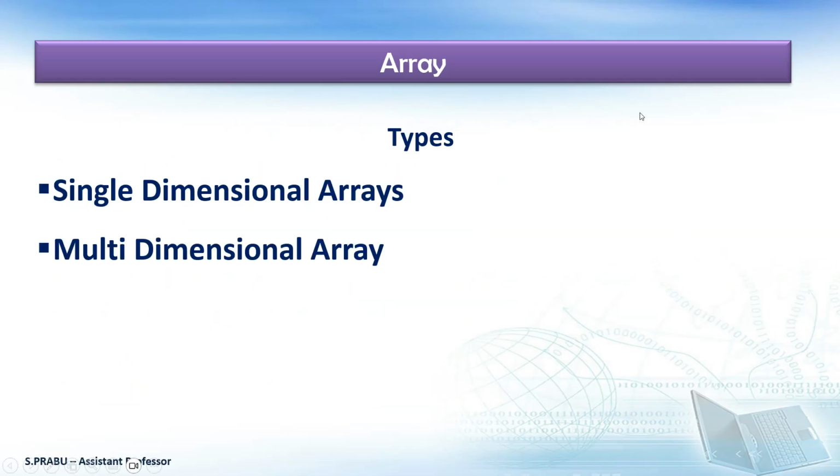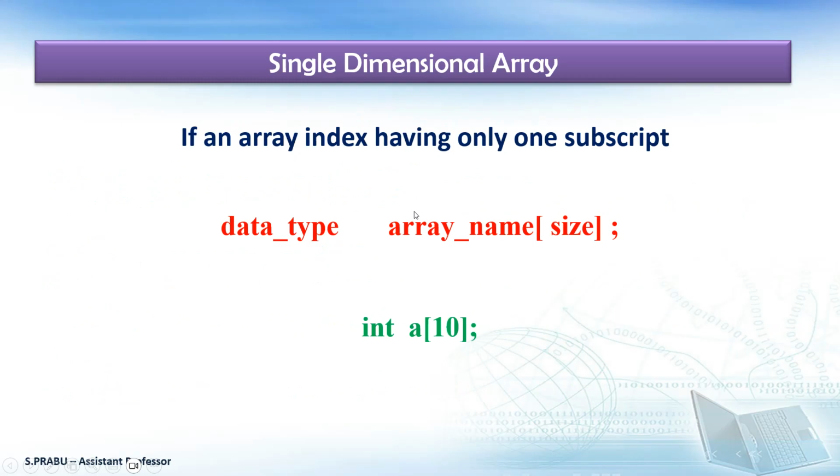There are two types of array. One is single dimensional array, another one is multi-dimensional array. Single dimensional array is nothing but the index having only one subscript. This is the syntax for the single dimensional array creation: data type, array name and array size. This is the index. This index has only one subscript. So this is a single dimensional array.